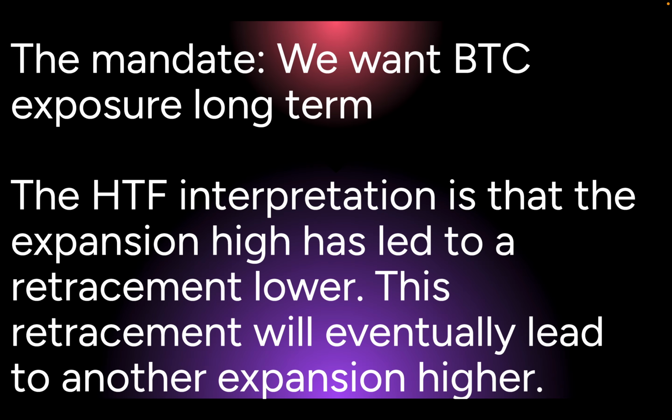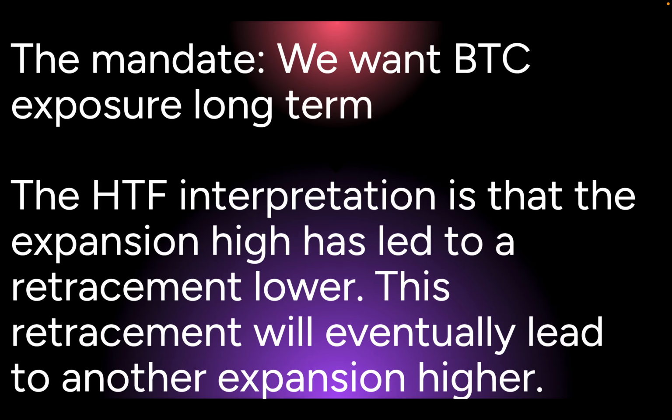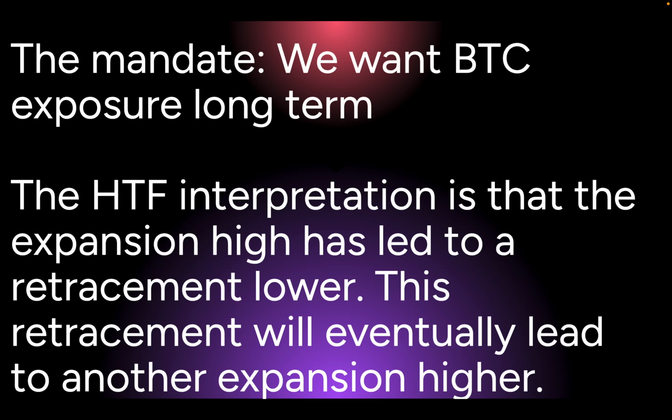So either way, from a more formal perspective, I kind of already went through all of this in what I just touched on here. But either way, the mandate is that we want Bitcoin exposure long term. The higher time frame interpretation is that the expansion high has led to a retracement lower. We literally just said that, right? This retracement will eventually lead to another expansion higher.